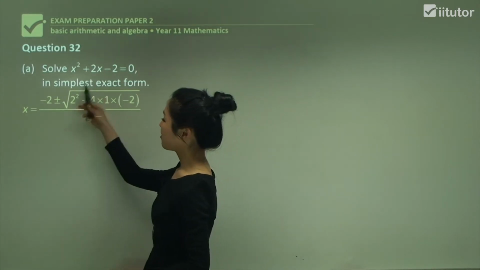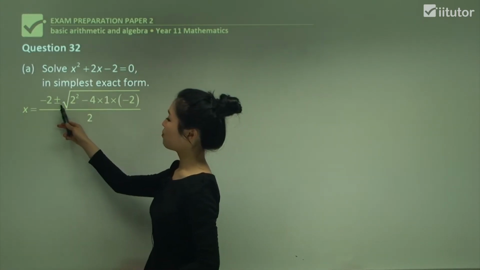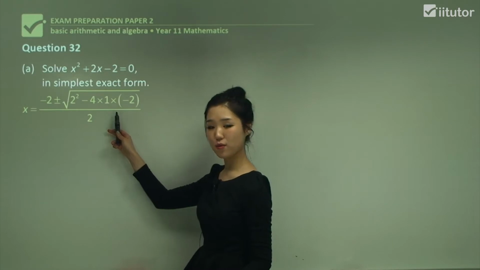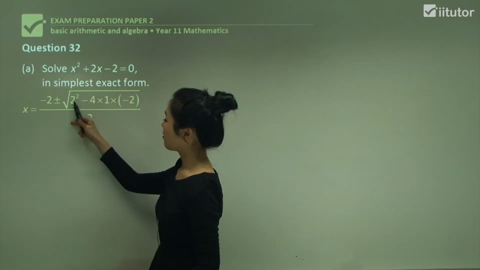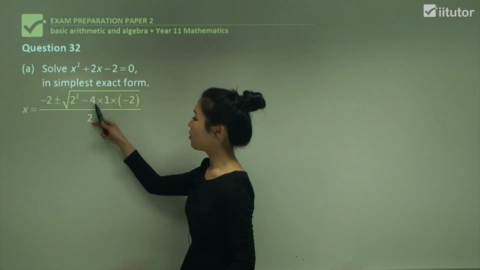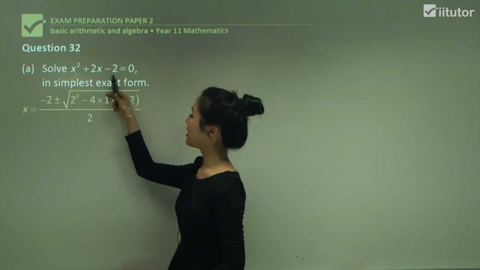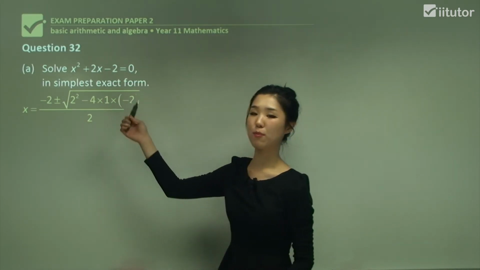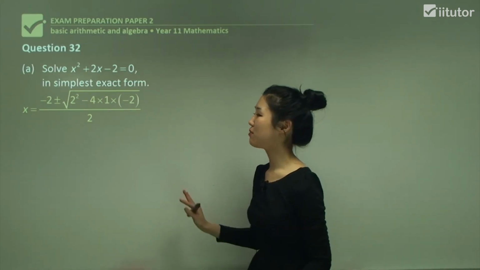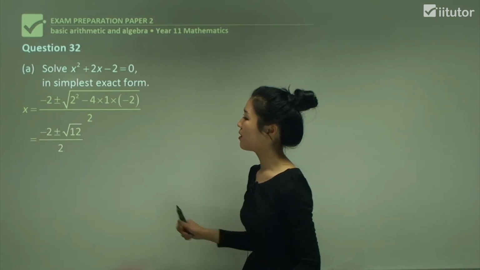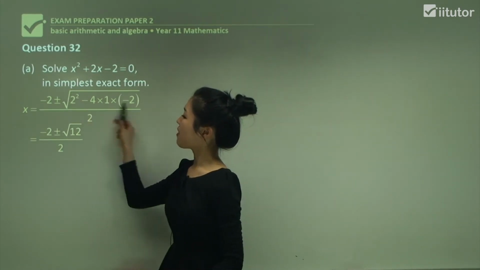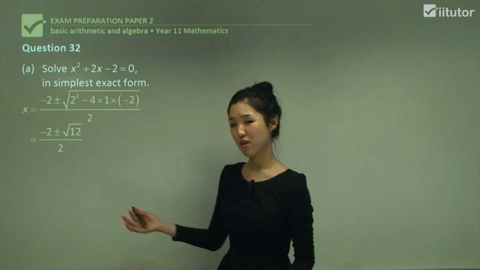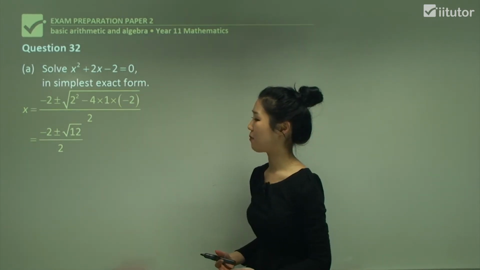It's going to be minus b, so minus minus 2, plus or minus the square root of b squared minus 4ac, so b squared, 2 squared, minus 4, a which is 1, c which is negative 2, over 2 times 1. Okay, just simplify inside the square root for me. If you simplify this, it's simply going to be 12. Hopefully I don't have to explain how that happened.